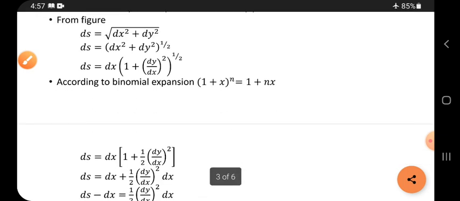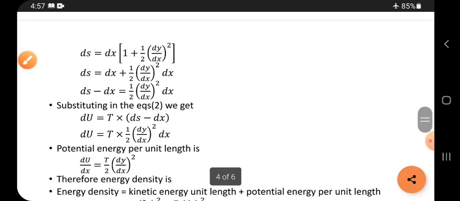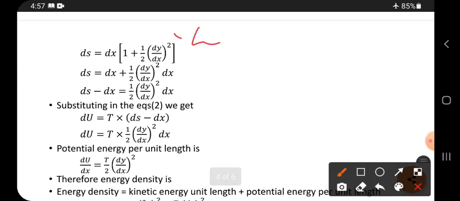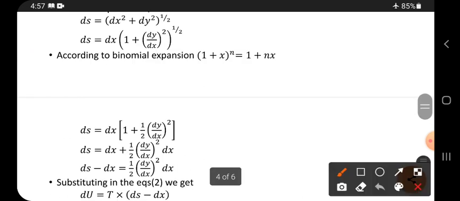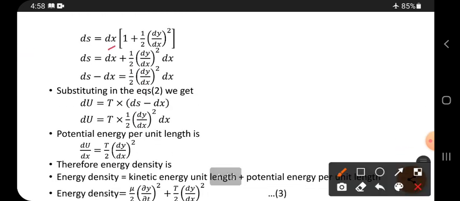Now see, it is in the form of (1 plus x) power n. According to the binomial theorem, we can write 1 plus nx. Whatever power you have, simply write it as a multiplication. The power was already one by two. This one by two is written here, in nx form. So I applied it. This n is just to multiply here. Now multiply inside: dx into one, dx only.